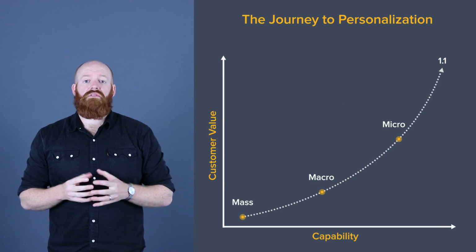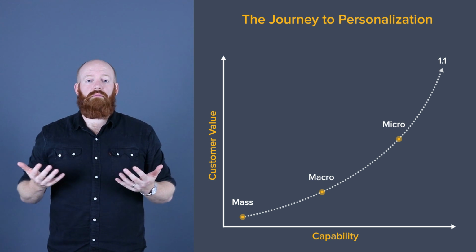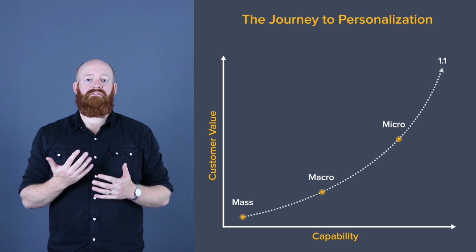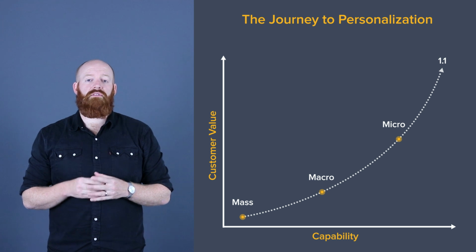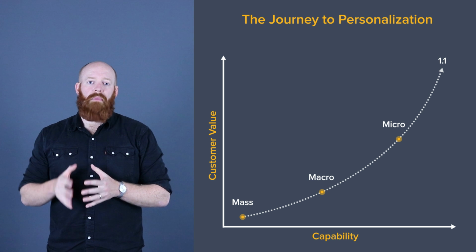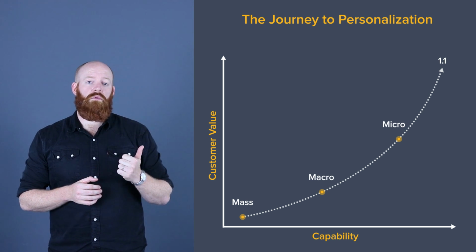On the x-axis, you'll see capability, either business or technological, that enables me to deploy a capability to do personalization. And on the y-axis, customer value. What is the value that I elicit from the capability that I've deployed? There are 4 individual points along this curve to help us understand where exactly you are. Mass segmentation, macro segmentation, micro, and one-to-one.